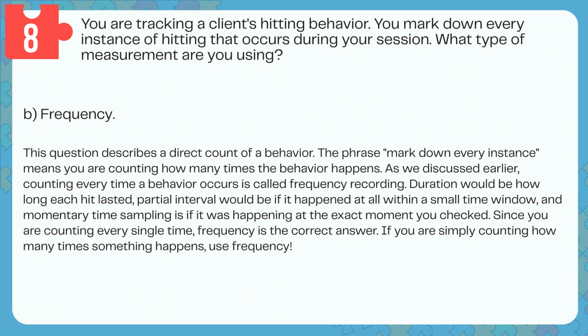Answer: B. Frequency. This question describes a direct count of a behavior. The phrase "mark down every instance" means you are counting how many times the behavior happens. As we discussed earlier, counting every time a behavior occurs is called frequency recording. Duration would be how long each hit lasted. Partial interval would be if it happened at all within a small time window, and momentary time sampling is if it was happening at the exact moment you checked. Since you are counting every single time, frequency is the correct answer. If you are simply counting how many times something happens, use frequency.